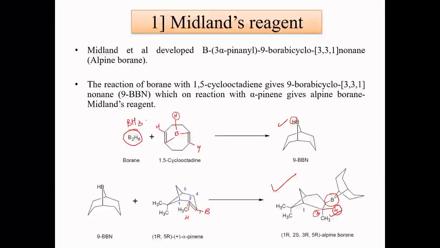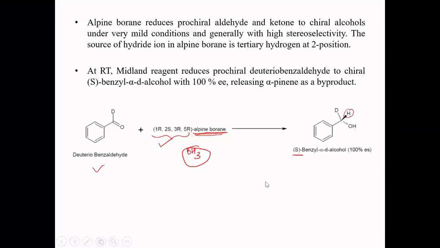And one more thing here: we made alpine borane, but what did we start with? Plus alpha pinene. What was that plus alpha pinene? Which was 1R and 5R. Suppose instead of this alpha pinene, if I take S alpha pinene, 1S and 5S alpha pinene, then I will get the minus isomer, and the reagent which I prepare will be exactly opposite. So what product will you expect in this reaction?